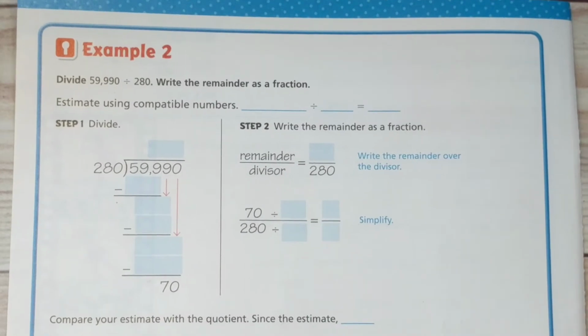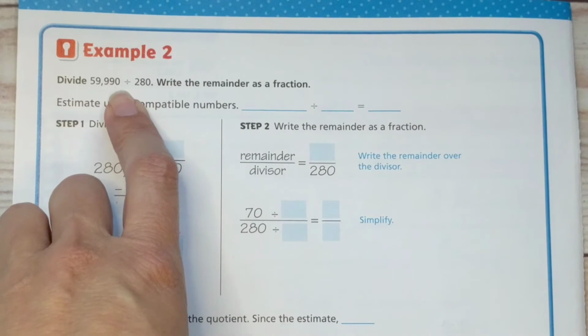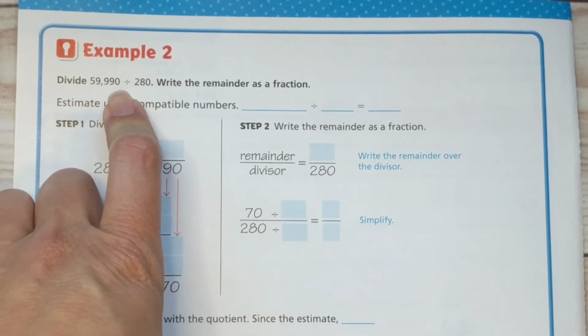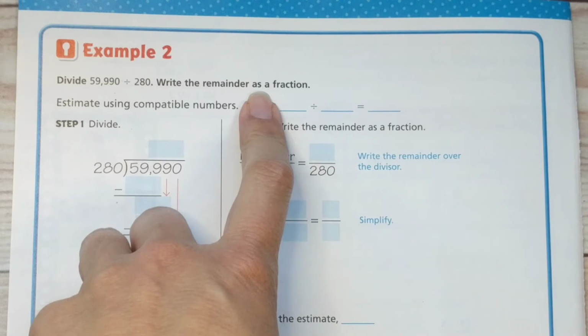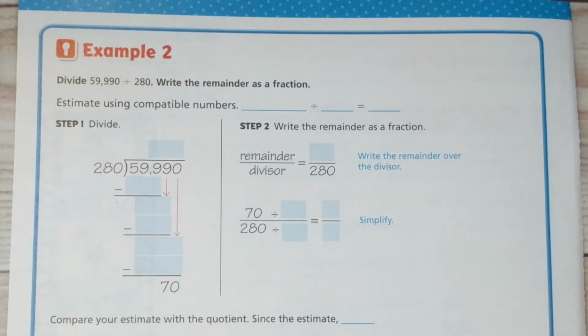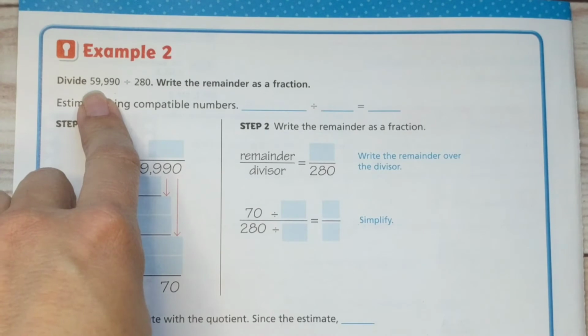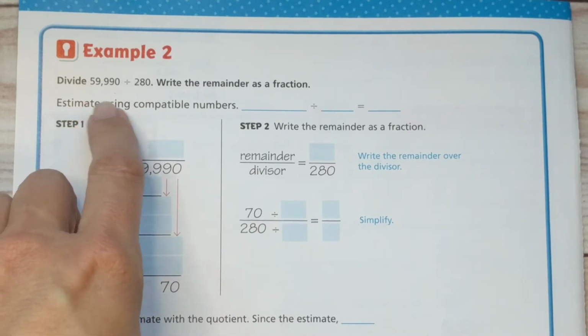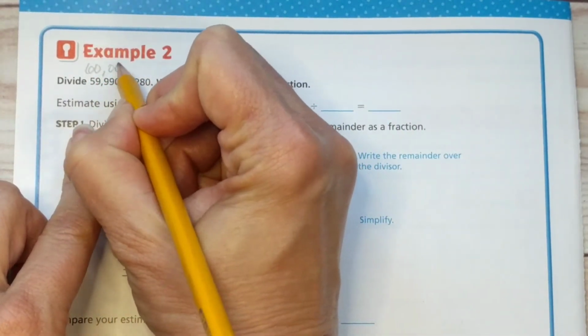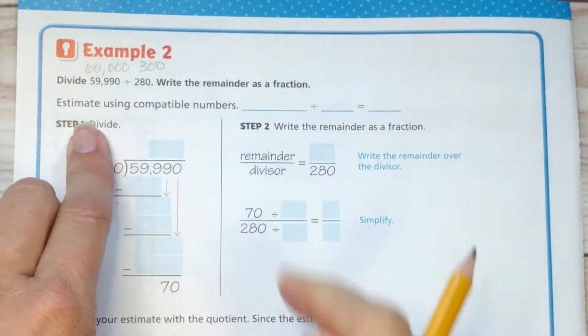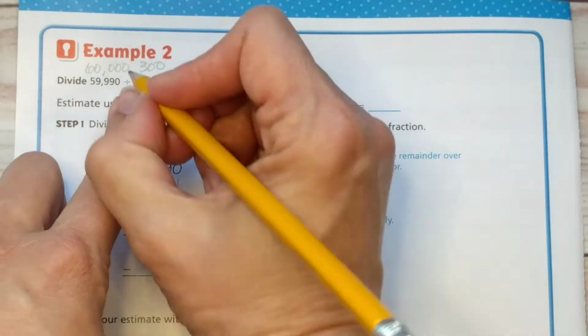Okay, let's take a look at the back side for example 2. We are now on page 6 of the big book. Okay, 59,990 divided by 280. And they want us to write the remainder as a fraction this time. Okay, so first we're going to estimate. This is pretty close to 60,000. This is pretty close to 300. So I'm going to make this 60,300 because that's going to make division really easy.